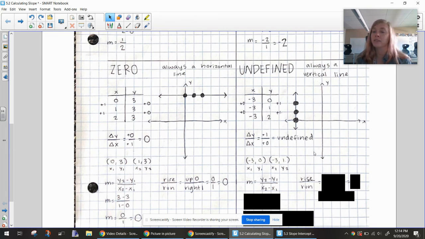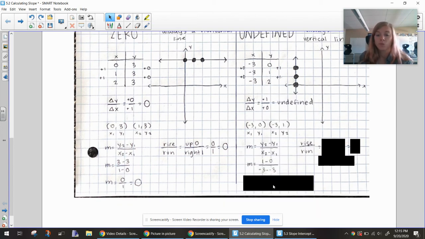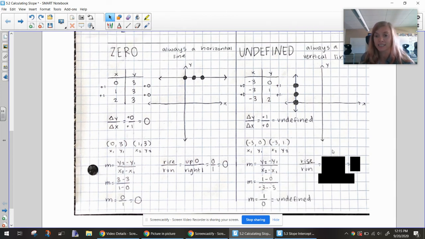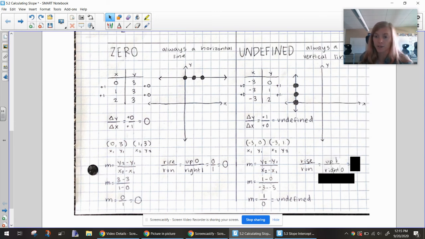You'll notice that this is also the only example of a linear equation that's not a function. This doesn't pass the vertical line test. That's another reason it's undefined. We can prove that again using our 2 points or our graph. So if I use 2 points, I have y2 minus y1, 1 minus 0, x2 minus x1, -3 minus -3, which leaves me with 1 divided by 0, which is also undefined. Rise over run, well, I'm going up 1 each time, but I'm not moving left or right, so I'm going right 0. 1 divided by 0 is undefined.